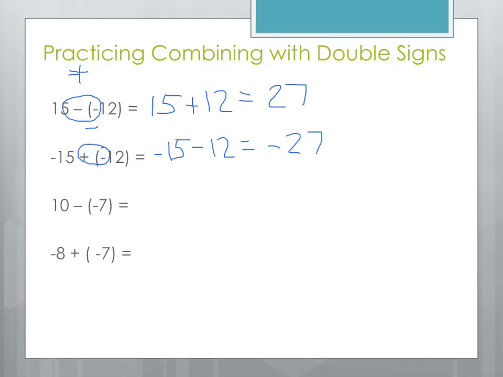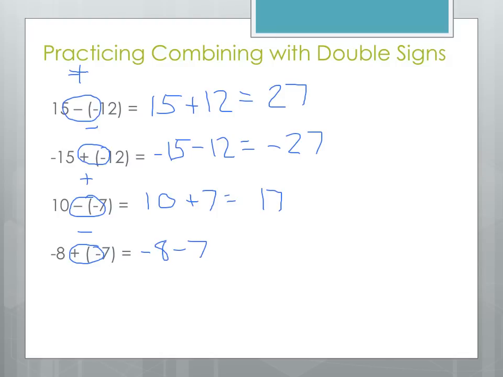Example 3, another double sign in the middle, a minus minus. These are going to become a positive because they're the same. So we get 10 plus 7. These are both positive, so we add them together and get a positive 17. In our last example, we have negative 8 plus a negative 7. Two double signs in the center. They're different, so it becomes a minus. So when we rewrite this problem, we have negative 8 minus 7.